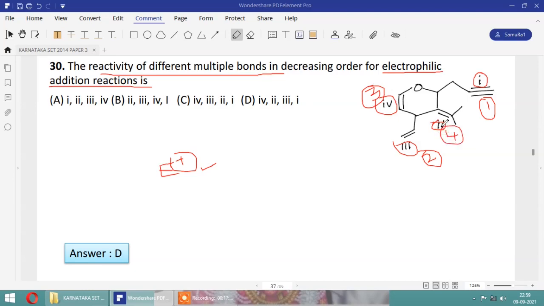Now according to this option, D was correct. They are asking in decreasing order. Hence these are given in increasing order, but they are asking in decreasing order. So you remember this one.